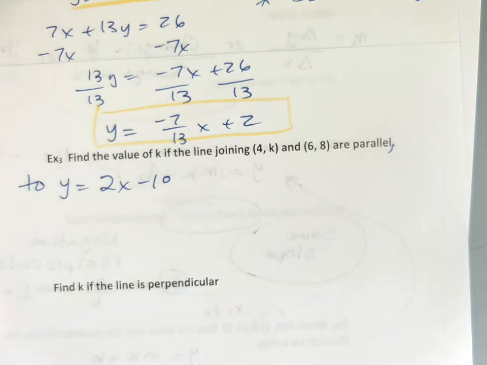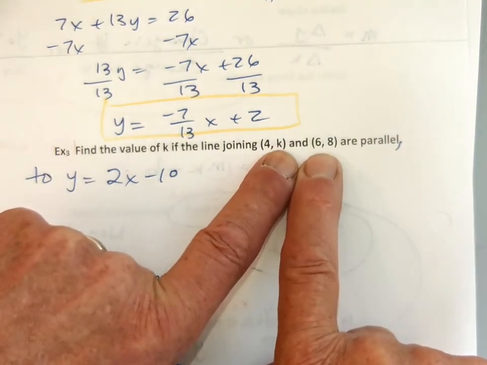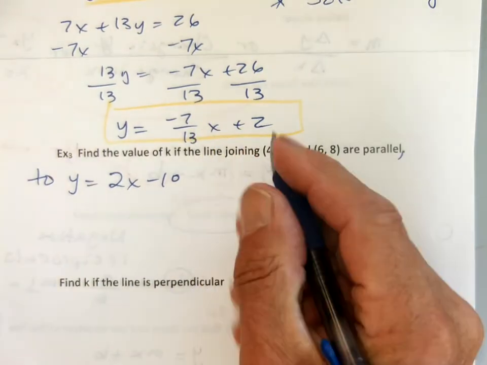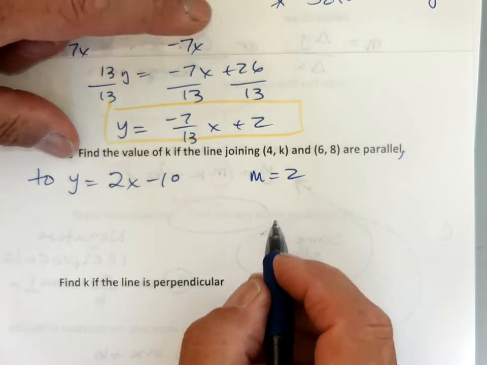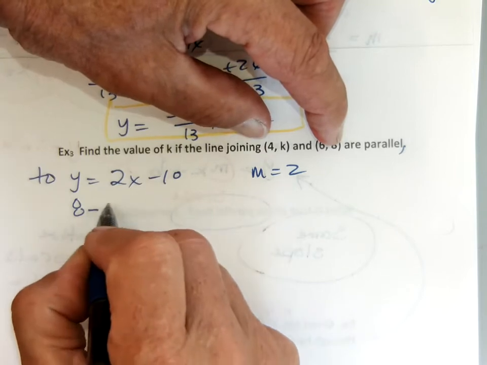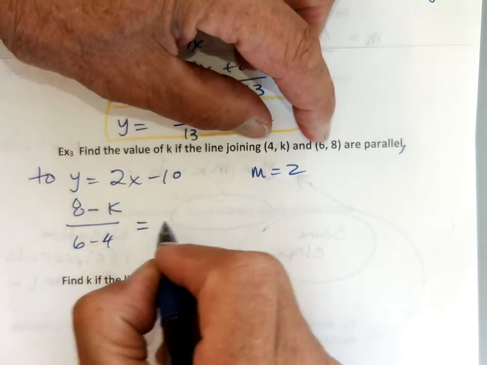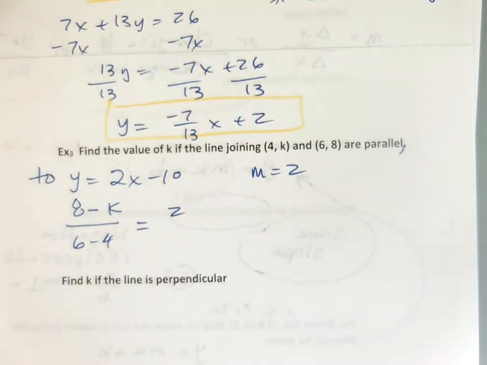Now that I have the full question, let's do this problem. So these 2 points, if I do the slope formula, have to equal 2. You guys agree with that? Okay, so the slope is 2. So I'm going to use my slope formula: 8 minus k over 6 minus 4 is equal to 2. Okay, Brittany, will you remind me to fix this problem?